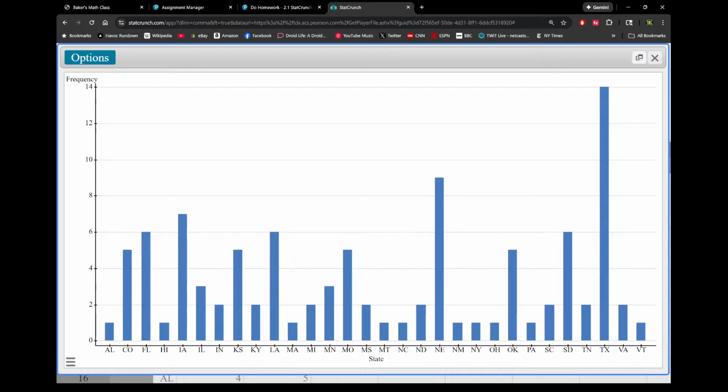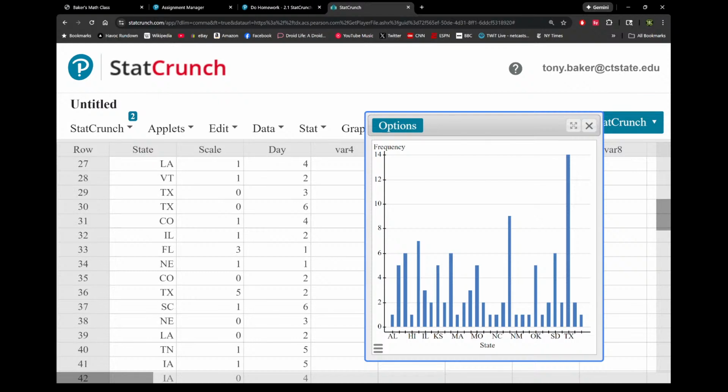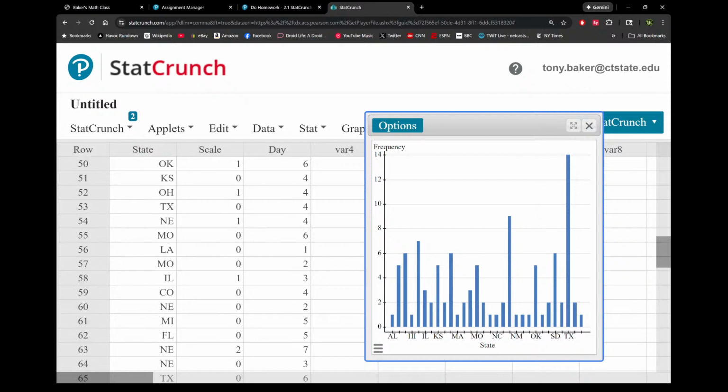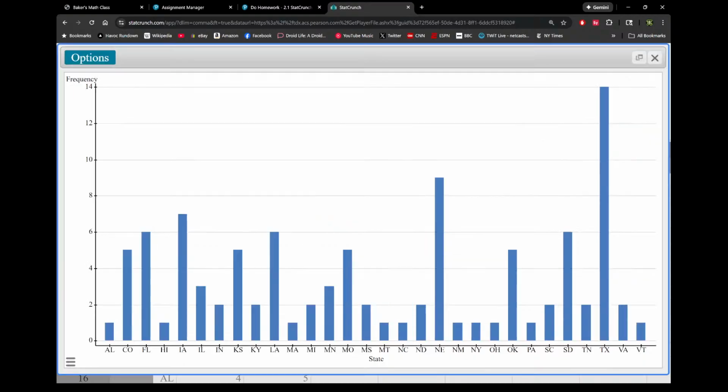So if we think about it in terms of all this data, there's 100 pieces of data here. If you had to go through and count them all out, it would have been a lot of work. StatCrunch and computer technology allows us to do this quite easily. You can do this just as easily in Excel, but this is all built in, so it's nice and easy.